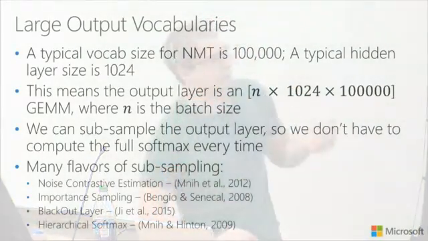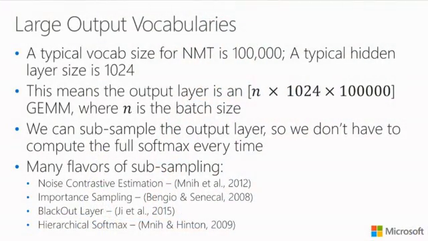Yeah. Okay, so the next problem is large output vocabularies. A typical vocabulary size is around 100,000. A typical target hidden layer size is 1024. So that means if you were to do a full softmax, it's not the softmax that's the problem. It's getting the logits just before the softmax, which means you have to do a 1024 by mini batch by 100,000 matrix multiplication. So that's terrible, and it would completely slow down the entire system.